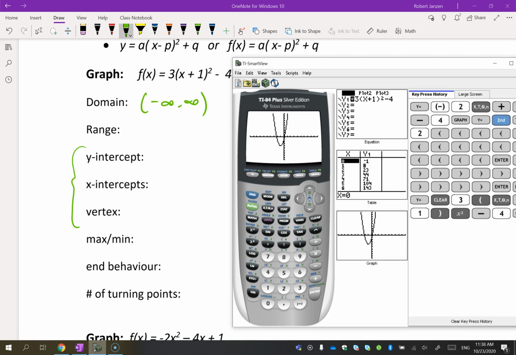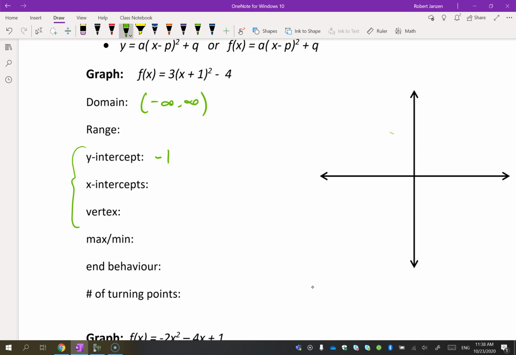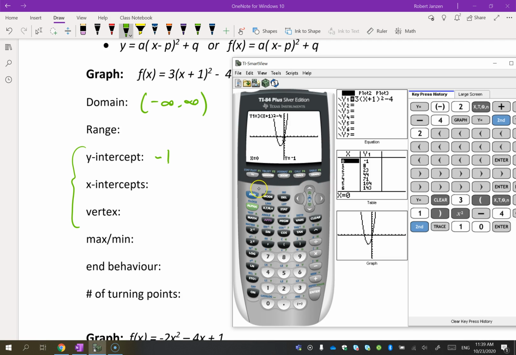So let's go back here, and we'll go to second trace. Let's figure out the Y-intercept first. That's where x is 0. And if I press that, it says y is negative 1. Okay, so I can plot a point here at negative 1. Then I'm going to go to second trace again, and I'm going to do the zeros.